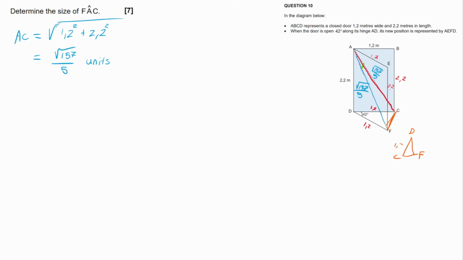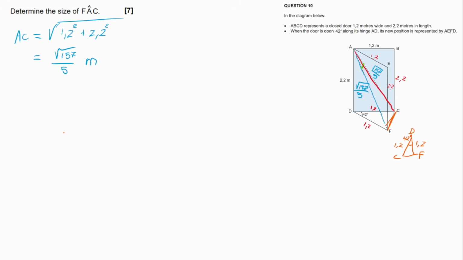So we know this is 1,2 and 1,2. What I notice now is this isn't actually units because they've given us a distance, so sorry if anyone was angrily typing in the comments. This should be meters. So this is 1,2 meter, 1,2 meter, and we know this angle in between is 42 degrees. So we can use the cos rule here to work out FC.